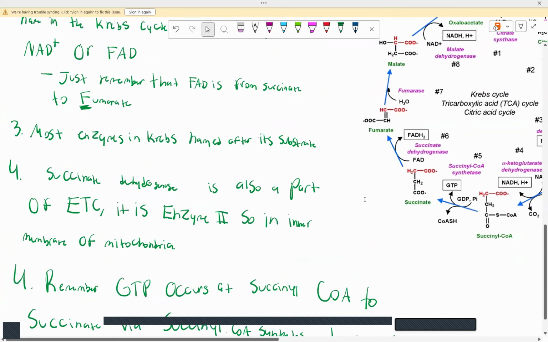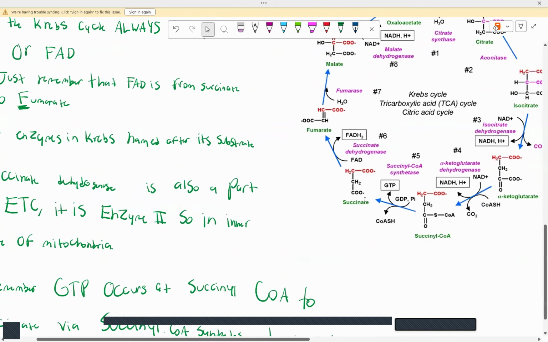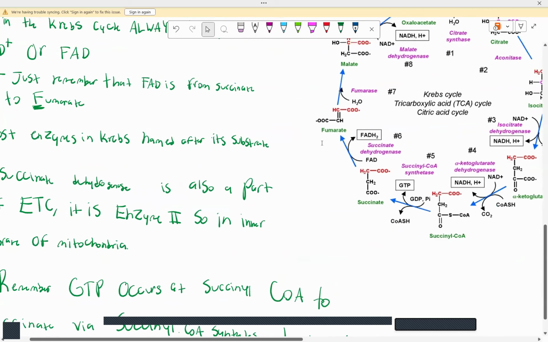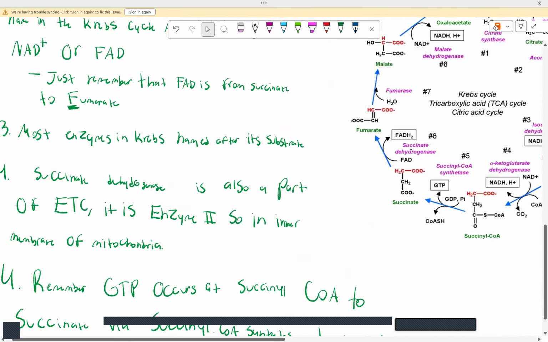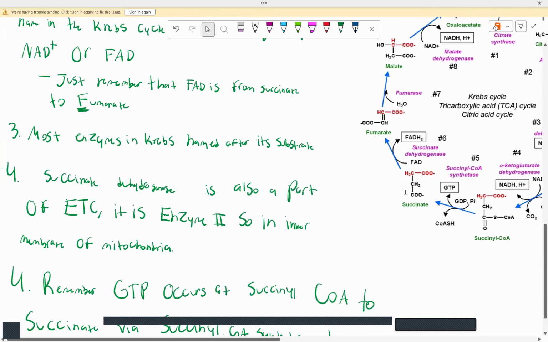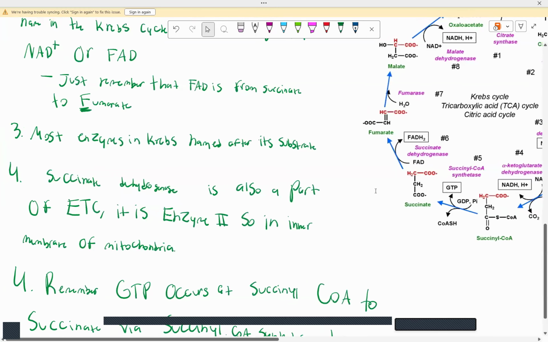Another thing that I want to point out is that succinate dehydrogenase is between succinate and fumarate. Remember, the enzyme is always named after the substrate. So succinate comes before fumarate, right? It's that sex, and then fumarate is the 4 in my acronym. Succinate dehydrogenase is also a part of the electron transport chain. Woohoo. It's enzyme 2, so it's in the inner membrane of the mitochondria.